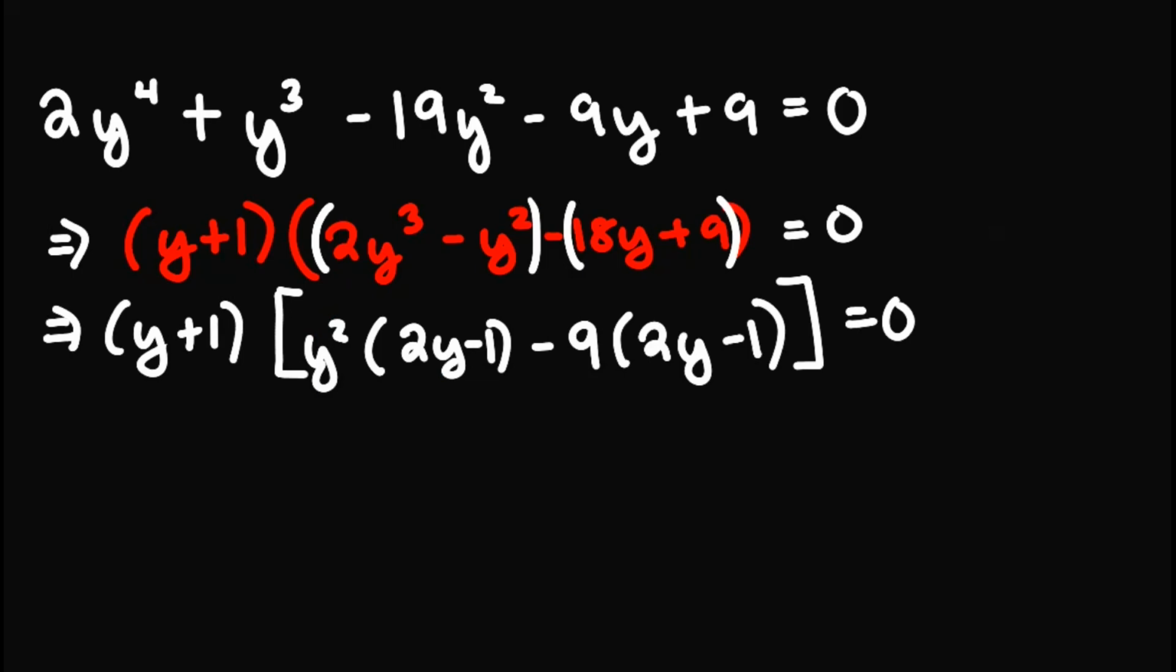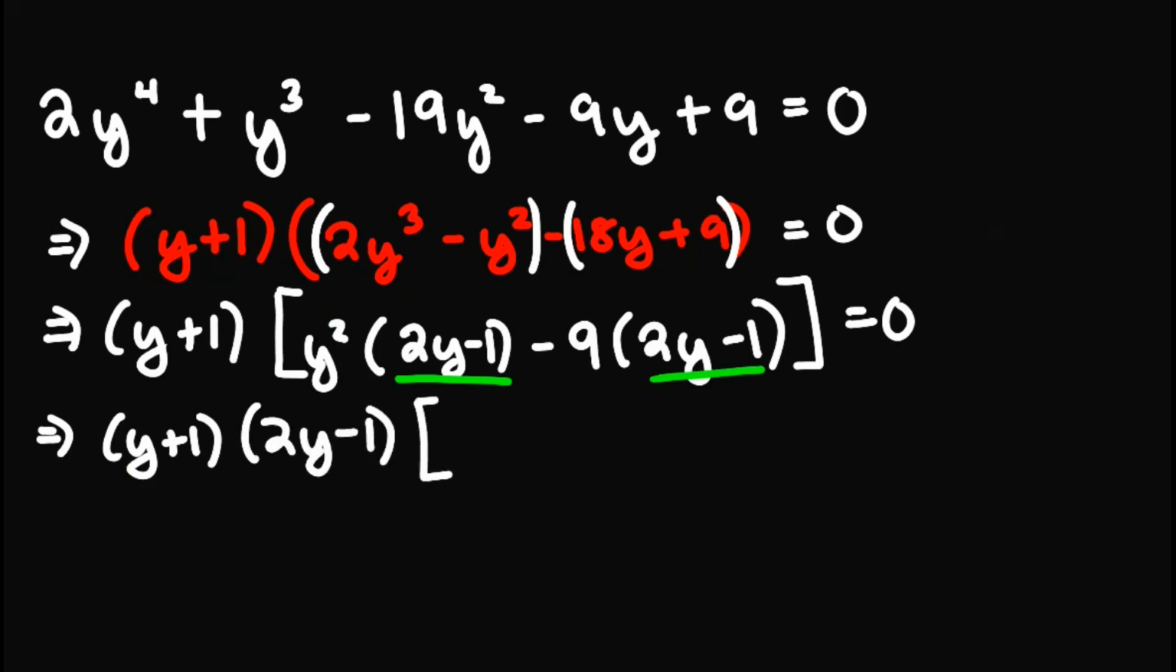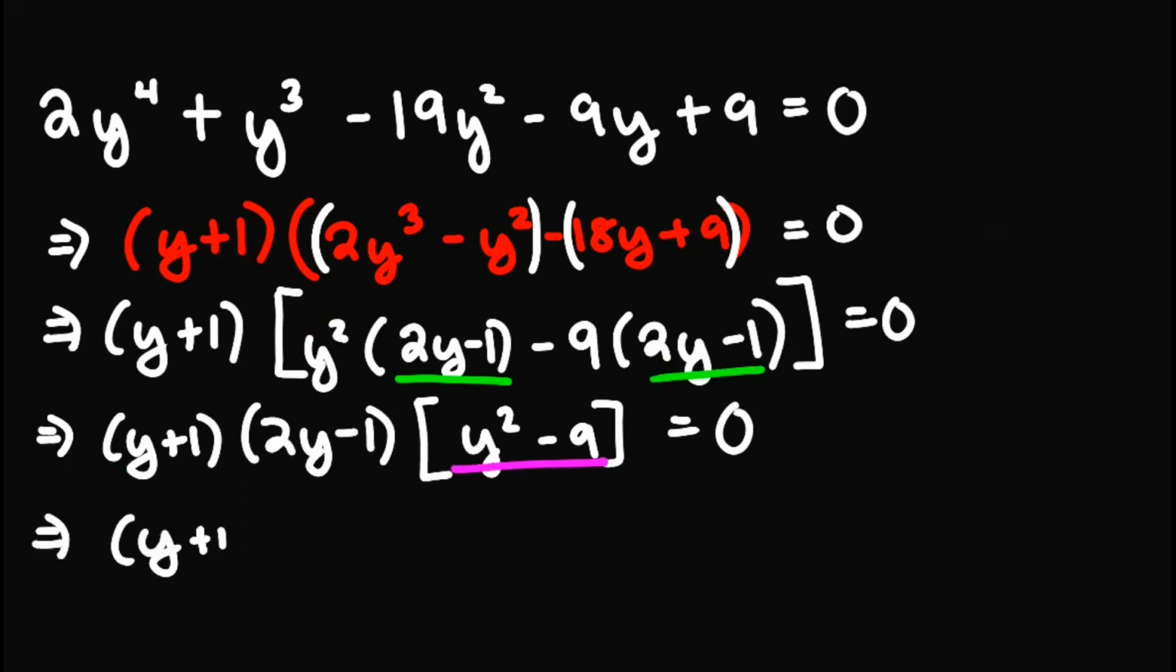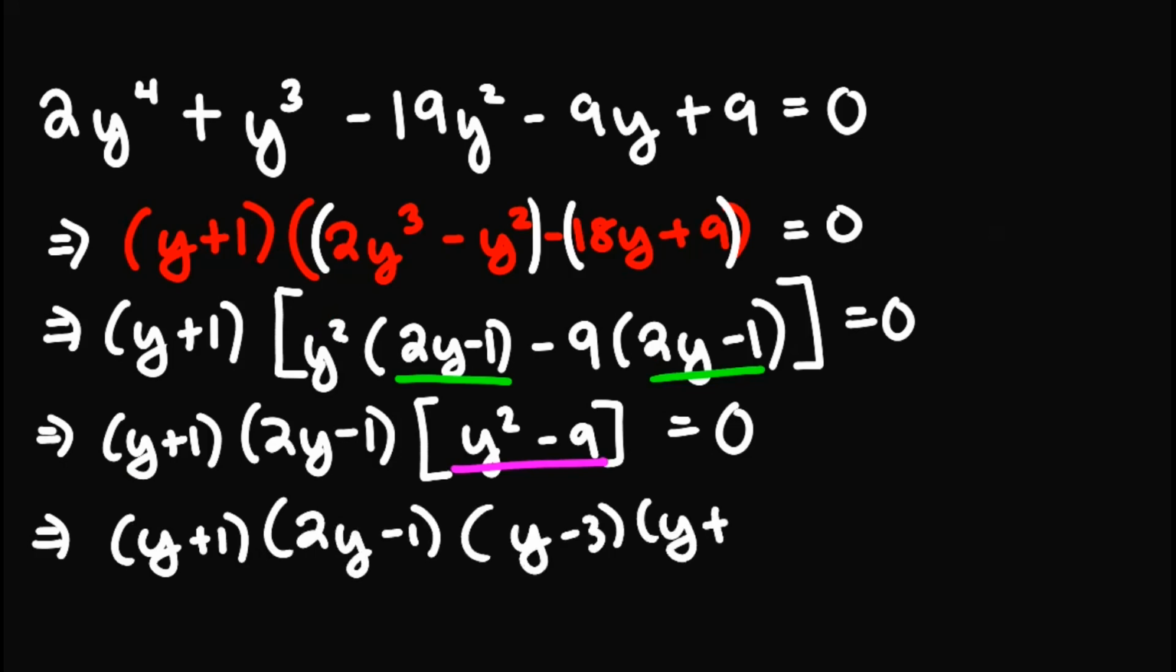And since we have a common term, if we treat 2y minus 1 as a single term, we'll have here y plus 1. Factoring it out, we'll have here 2y minus 1. And inside we have y squared minus 9 equals 0. Y squared minus 9 is simply difference of two squares. So this one will be y plus 1 times 2y minus 1 times y minus 3 times y plus 3.